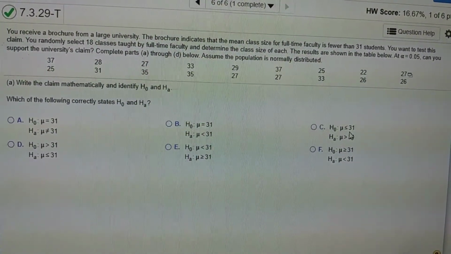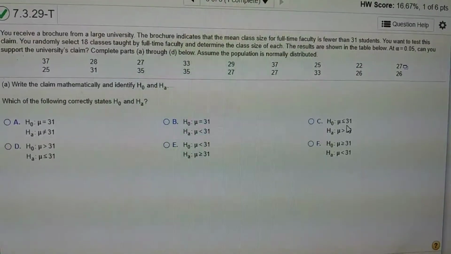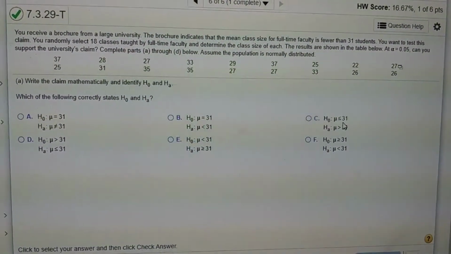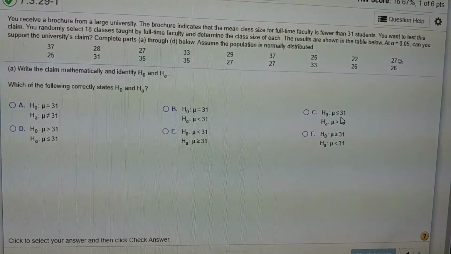Hypothesis testing, one sample t-distribution. We are going to use the p-value to come up with a decision and an interpretation. So this is actually an example with data.